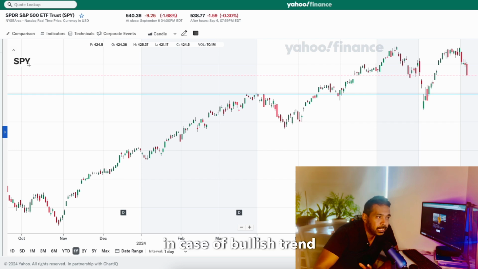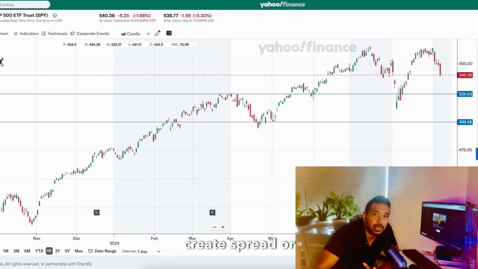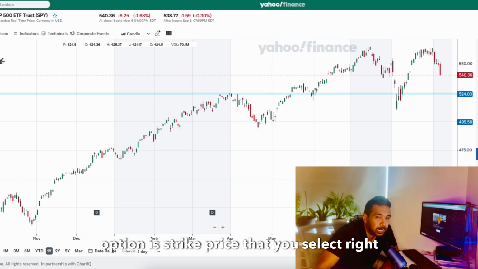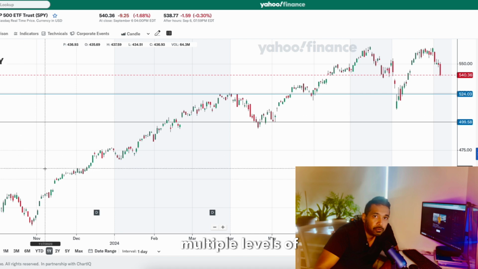So in case of a bullish trend, let's say you wanna play a bullish strategy, let's say you wanna do a put credit spread or a cash secured put on SPY, right? In that case, you wanna make sure that for whatever option strike price you select, SPY doesn't go below that. So you need to have multiple levels of support, right?